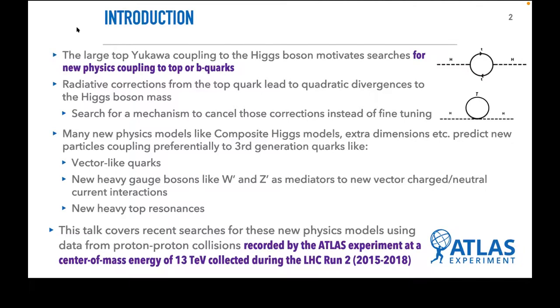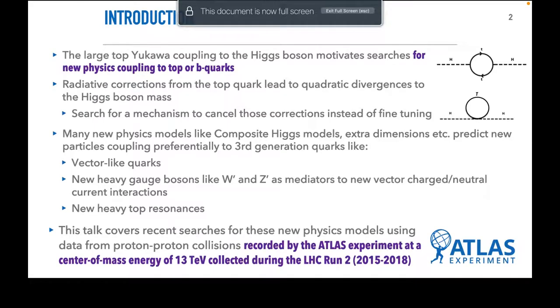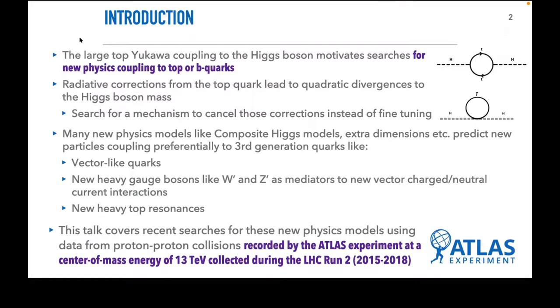So there are many reasons to search for new physics in these final states. There is the large top Yukawa coupling to the Higgs boson. As well, you have the radiative correction to the Higgs propagator from the top quark, which leads to quadratic divergences in the Higgs boson mass. So one basically searches for a mechanism to cancel such corrections instead of fine tuning, for instance with new particles in the loop. There are many new physics models, like composite Higgs models and so on, which predict new particles coupling preferentially to third generation quarks, like vector-like quarks, new heavy gauge bosons, and heavy top resonances. This talk covers recent searches for this new physics, using data from the ATLAS experiment at the LHC.